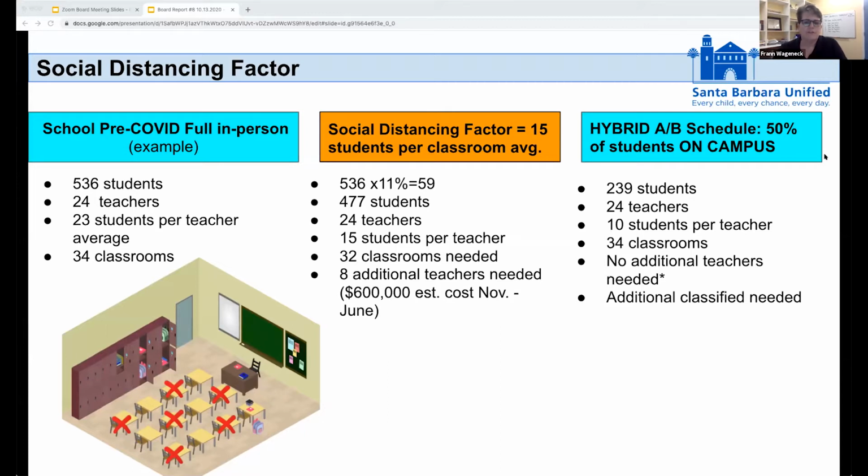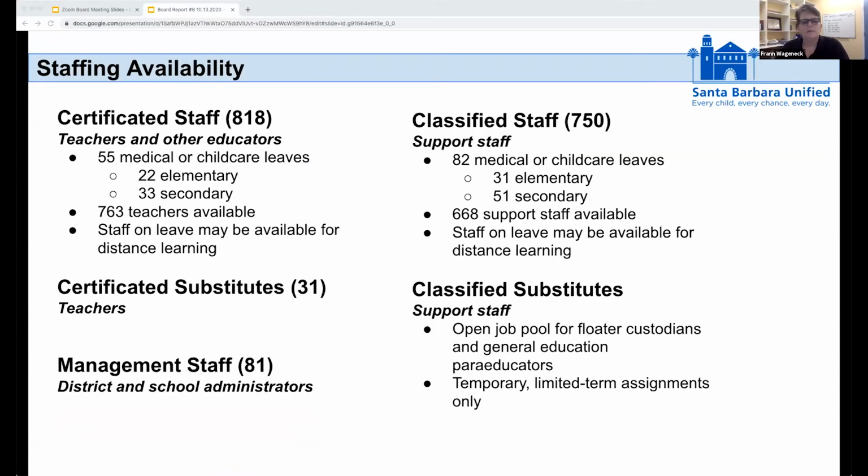At this point, I'd like to turn it back over to Dr. Vecchio to share more about staffing availability. All right, thank you, Dr. Wagneck. And as Dr. Wagneck mentioned, the hybrid model does allow us to use existing staff to implement in-person learning while also maintaining social distancing.